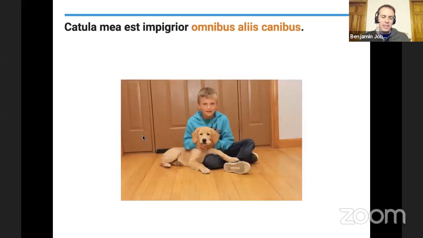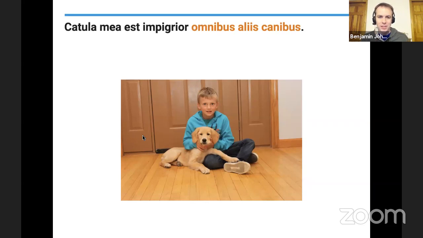And the last one we have, speaking of our puppy: Catulla mea est impigrior omnibus aliis canibus. Think about that. We've got impigrior. I said before, I think she's impigerrima, very energetic. So this one is saying that my puppy is more energetic. It's a comparative right there. When you have a comparative and an ablative that follows, that's an ablative of comparison. She's more energetic than all other dogs.